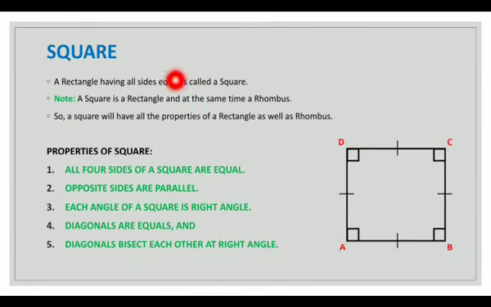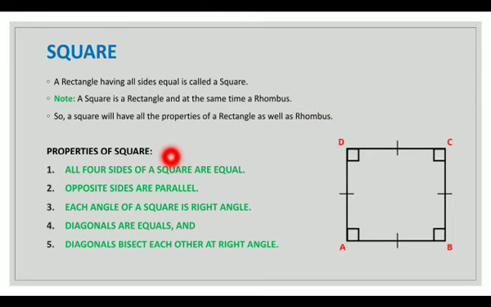The third one, that is square. What is a square? A rectangle having all sides equal is called a square. Note, a square is a rectangle and at the same time is a rhombus. So, a square will have all the properties of a rectangle as well as rhombus. So, square is a mixture of both, that is a rectangle and a rhombus. So, it will have all the properties of a rectangle as well as rhombus.